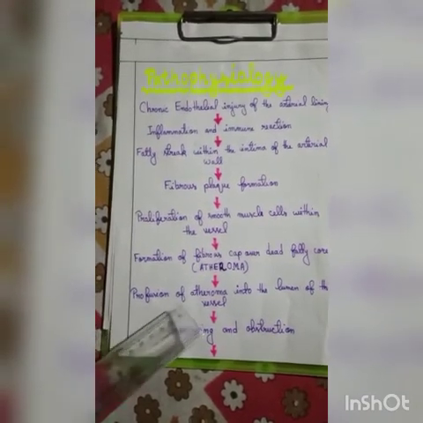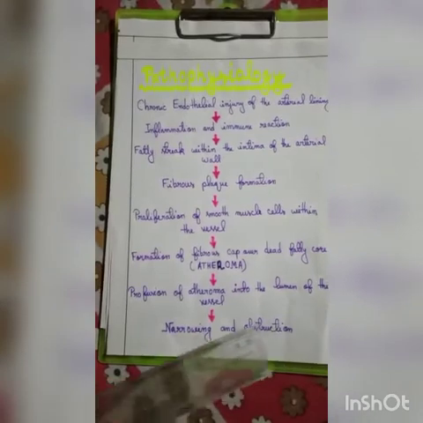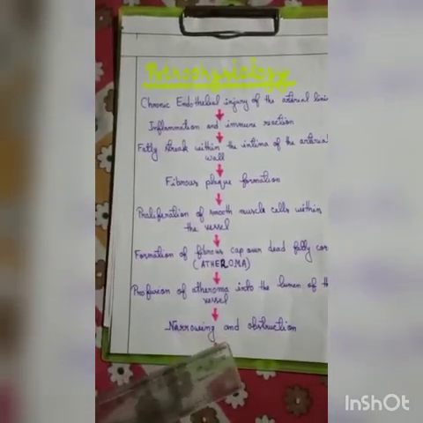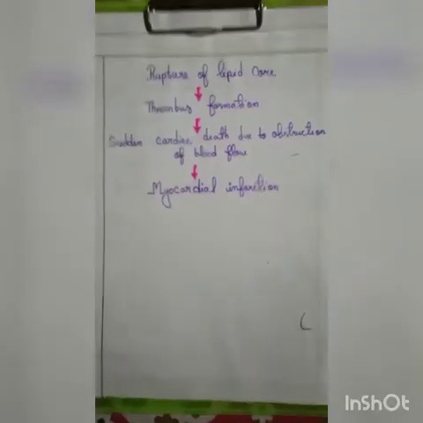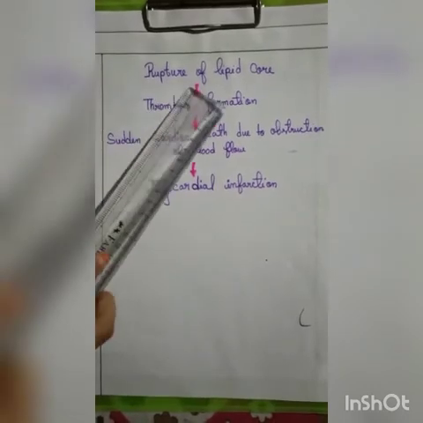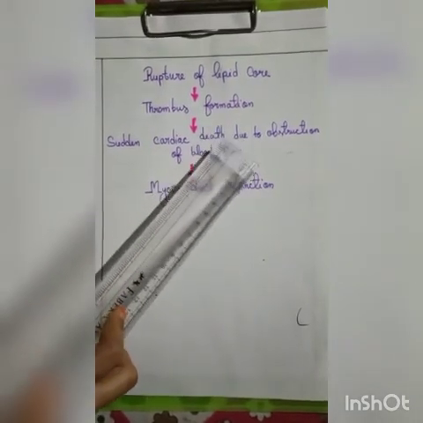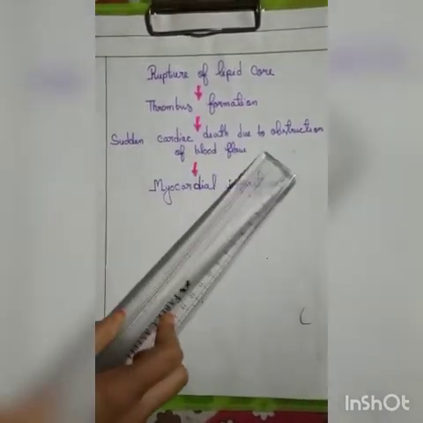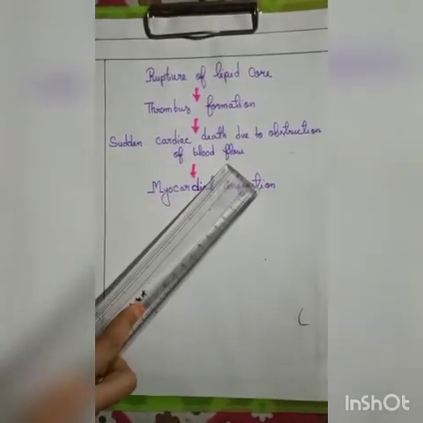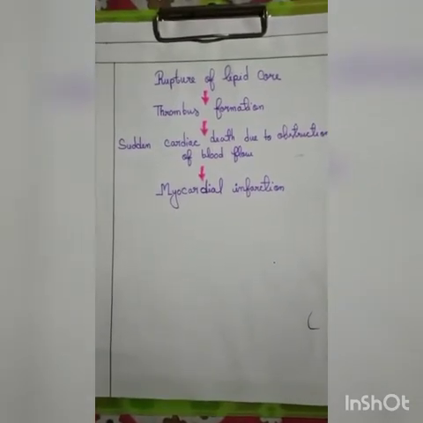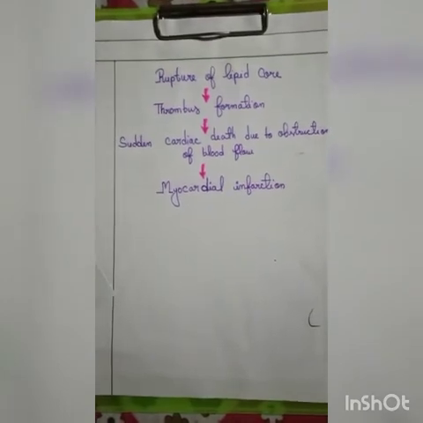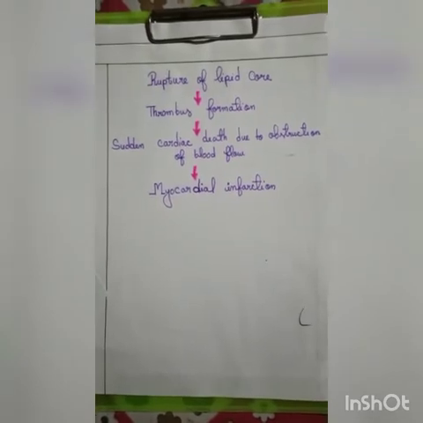This leads to the protrusion of atheroma into the lumen of the vessel, and that leads to the narrowing and obstruction of the arterial wall, which leads to the rupture of the lipid core. This leads to thrombus formation, and thrombus formation leads to sudden cardiac death due to obstruction of blood flow, and this leads to myocardial infarction. Myocardial infarction is a blockage of blood flow to the heart muscle, which we can call a heart attack.